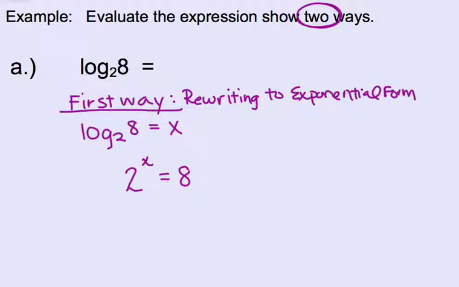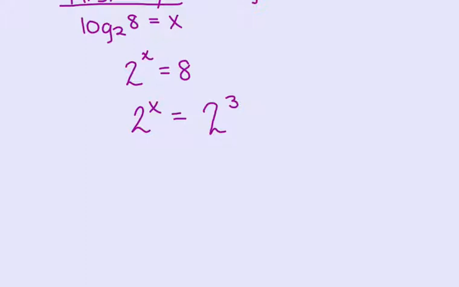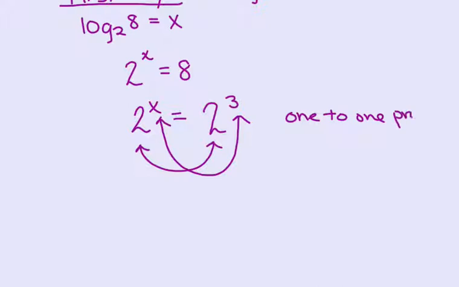Now, can we use the one-to-one property next? So I say 2 raised to what power equals, and now we're going to rewrite that 8 as the same base, 2 raised to the third. Now we can apply the one-to-one property. The one-to-one property says if these equal each other, then the powers must equal each other. So this is the one-to-one property. X equals 3.